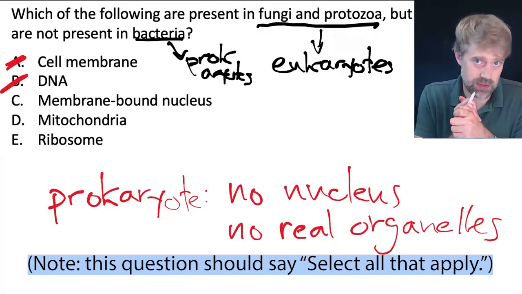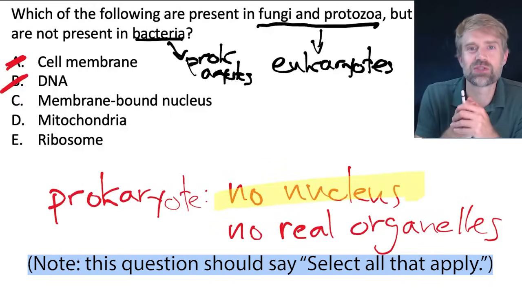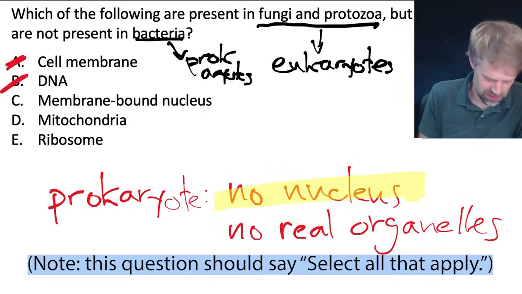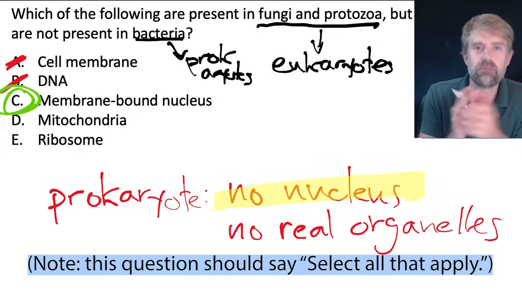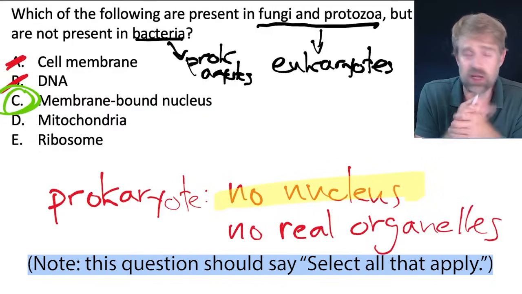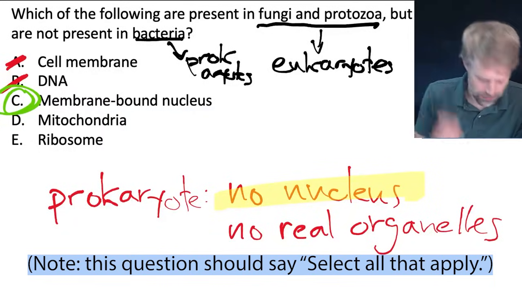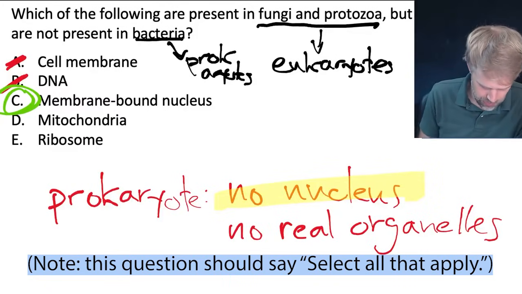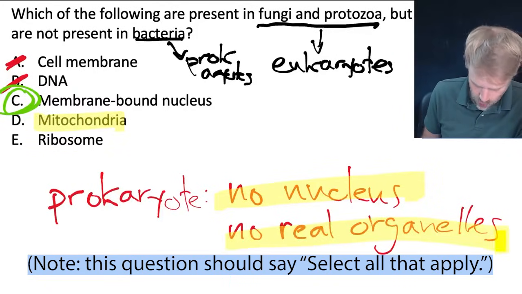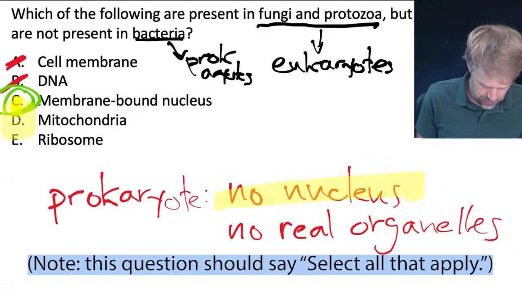Membrane-bound nucleus. What do you think? Prokaryotes, no nucleus. C, membrane-bound nucleus. Prokaryotes do not have a nucleus. Their DNA is just floating around in the middle of the cell. There's no nucleus. Mitochondria. Well, what's a mitochondria? A mitochondria is an organelle. Prokaryotes do not have any real organelles. So mitochondria is also correct.